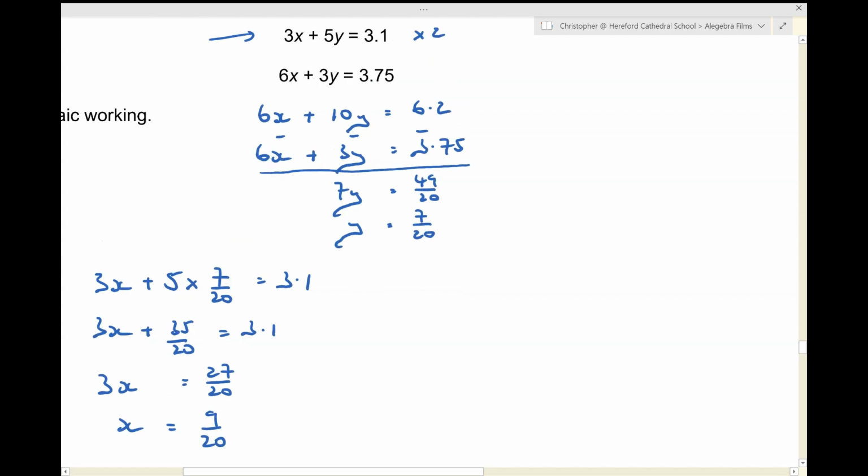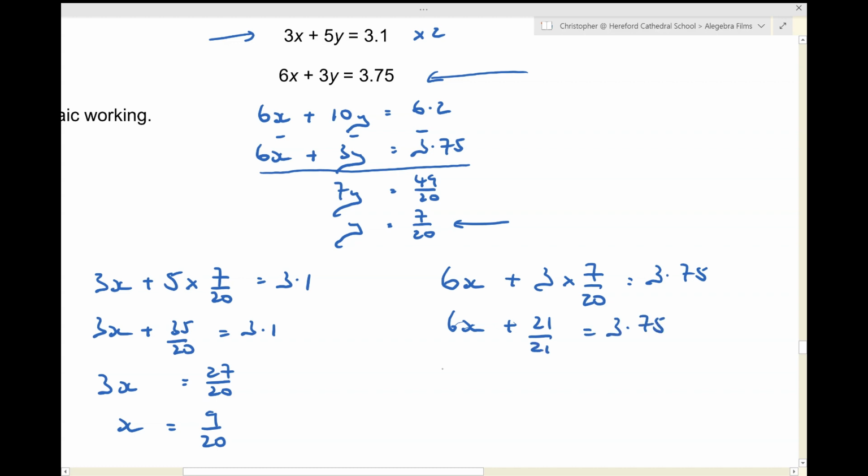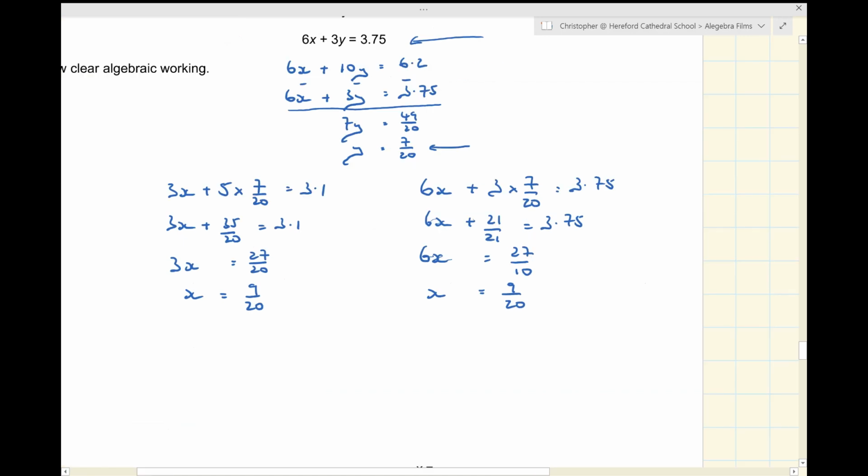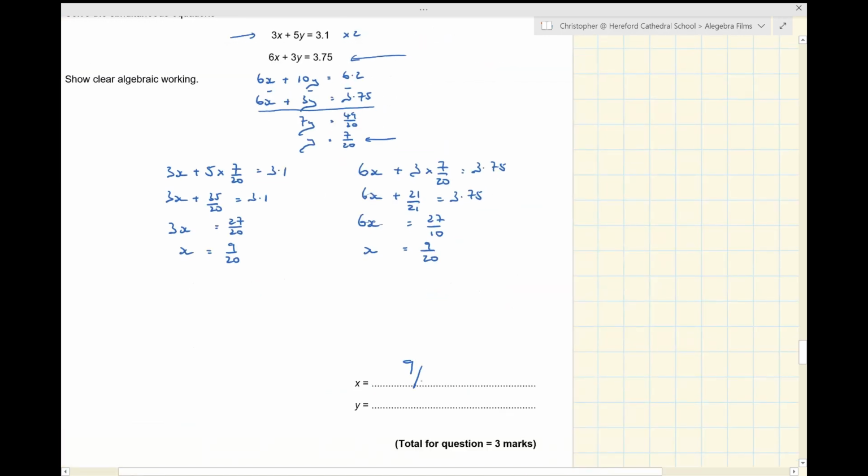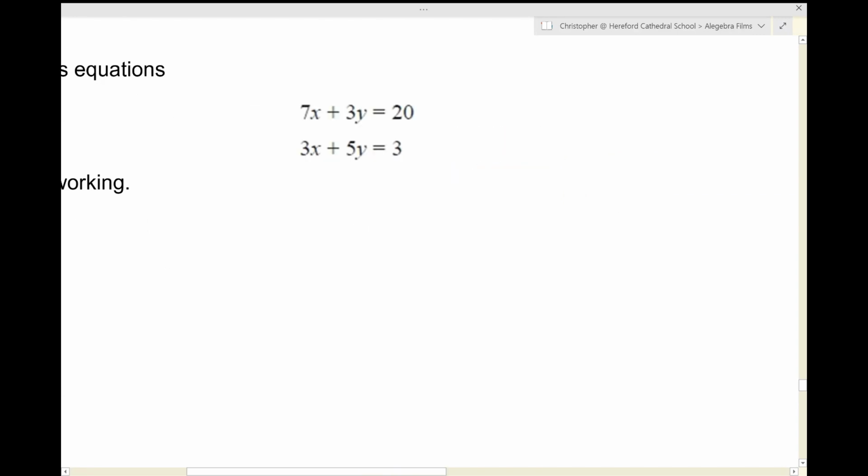Let's substitute that value of y, the same value of y, into this second equation. So 6x plus 3 times 7 over 20 equals 3.75. 6x plus 21 over 20 equals 3.75. Use your calculator. 3.75 minus 21 over 20 gives you 6x equals 27 over 10. Divide by 6. 27 over 10 divided by 6 is 9 over 20, the same x value as I got before. So now I can fill in the answer. x is 9 over 20 and y is 7 over 20.